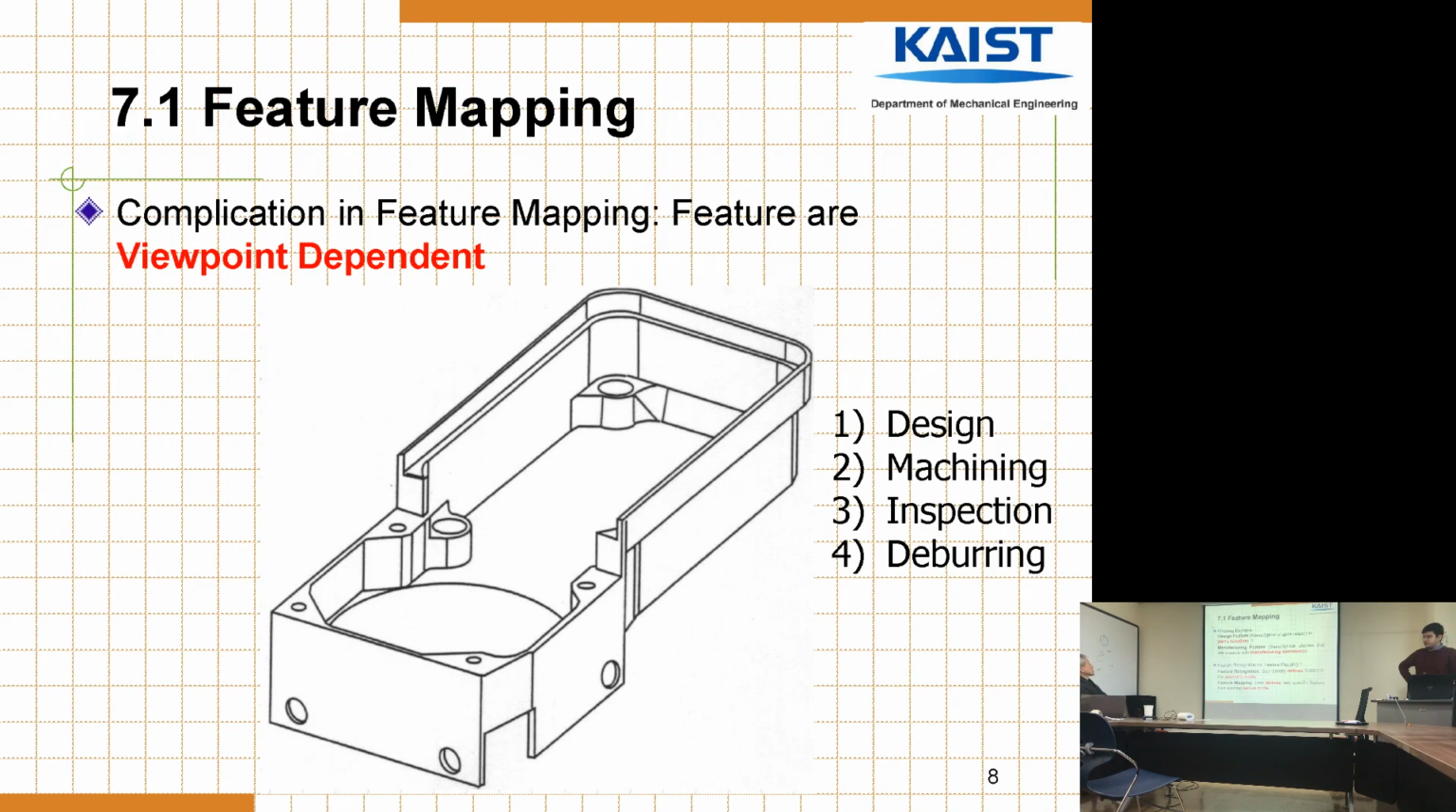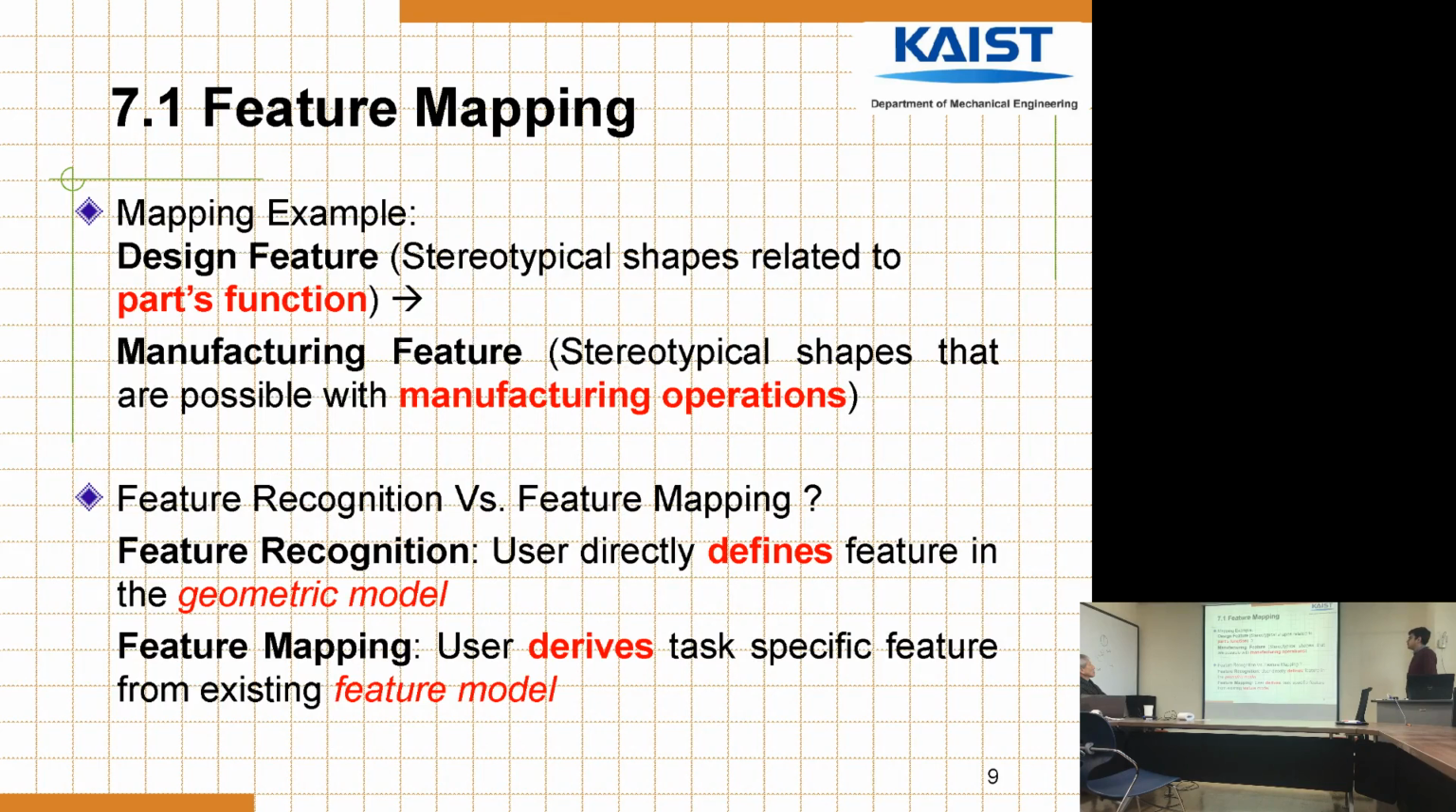One example of the mapping can be from the design system to the manufacturing system. The design system can have the features defined as stereotypical shapes related to the part's function, and the manufacturing system can define the same shapes as those that are possible with the manufacturing processes. So we need to go from the function viewpoint to the available manufacturing operations.